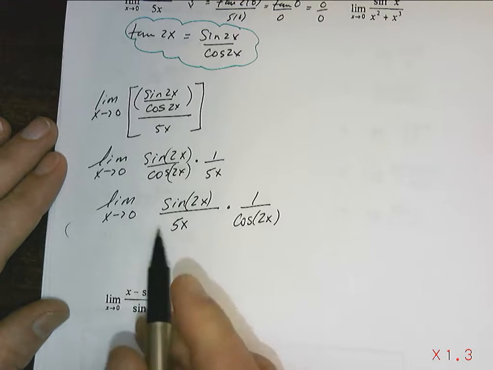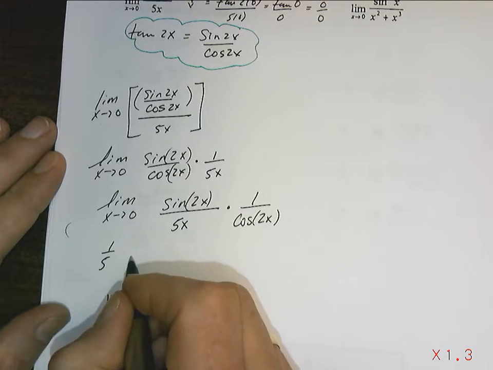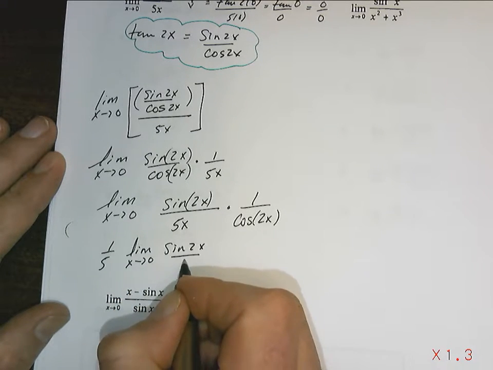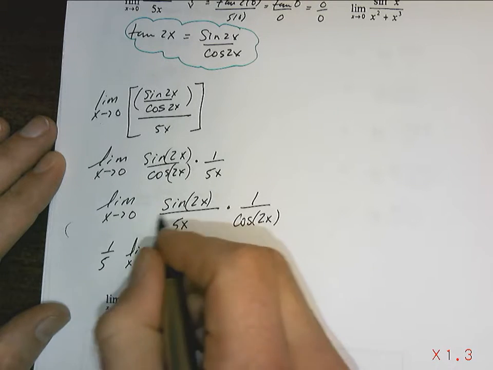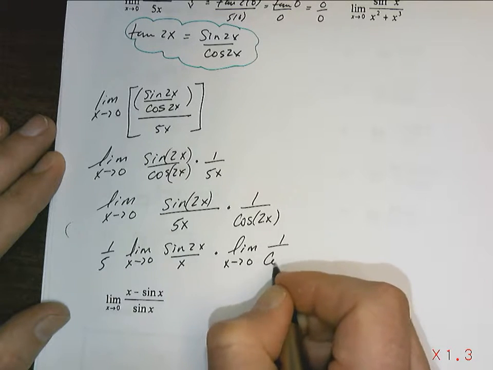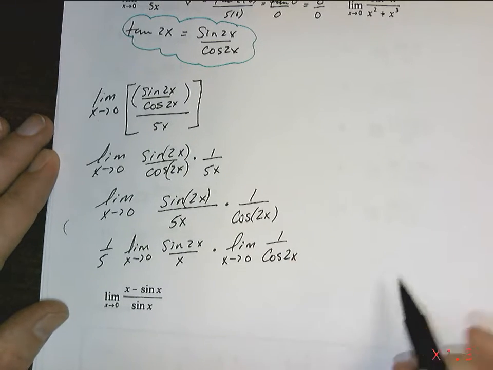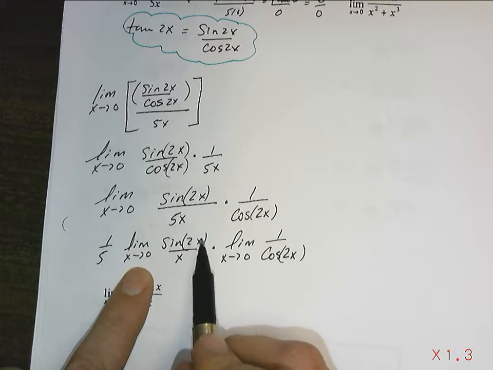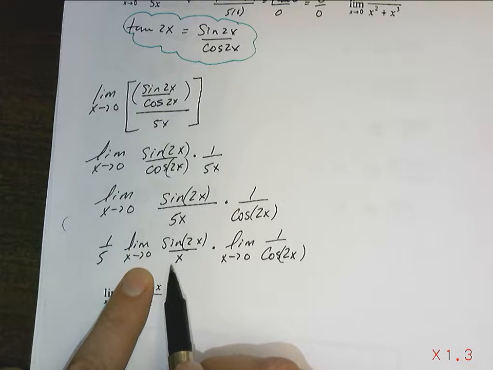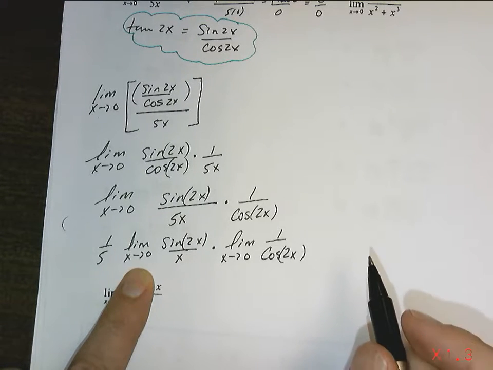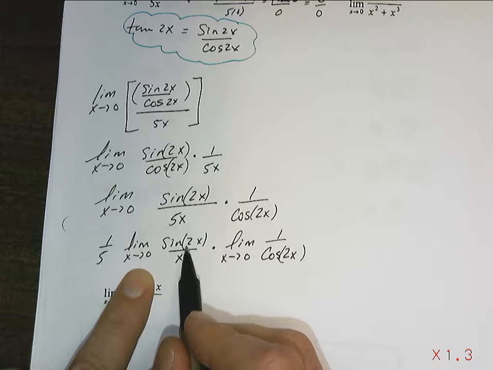The 5, I think I'll move outside the limit. It's sine of 2x over x. And I'm going to take the limit of the other one as well. So now let's see what I can do. The sine of 2x over x. If that was a 2x, it would be better. So if I multiplied top by 2 and bottom by 2, the top 2 would come out, and it would leave me with a 2. So the limit of this is going to be 2.